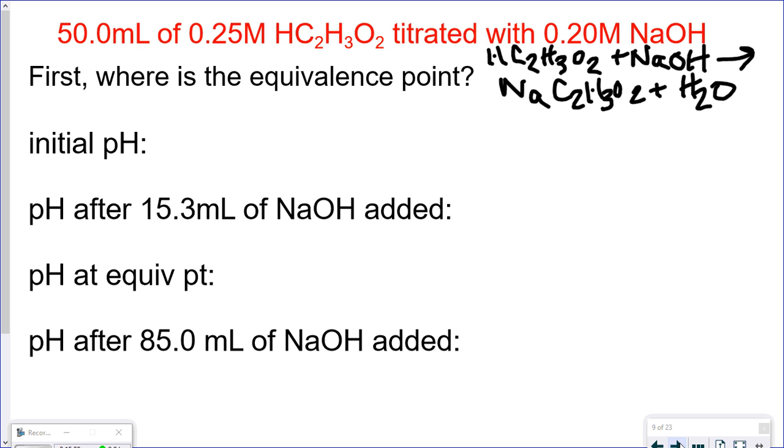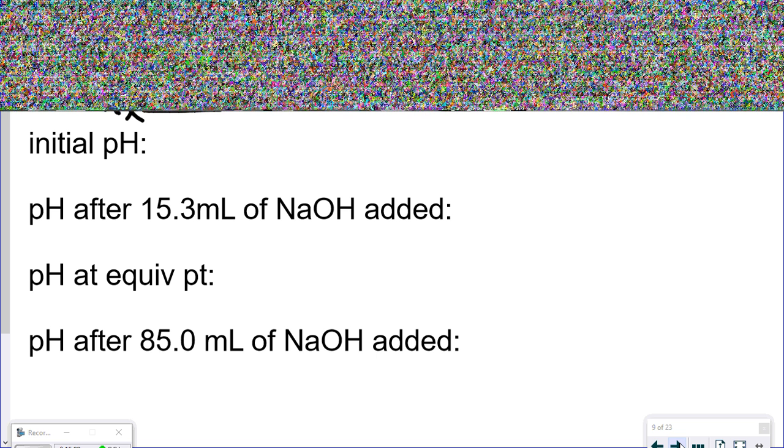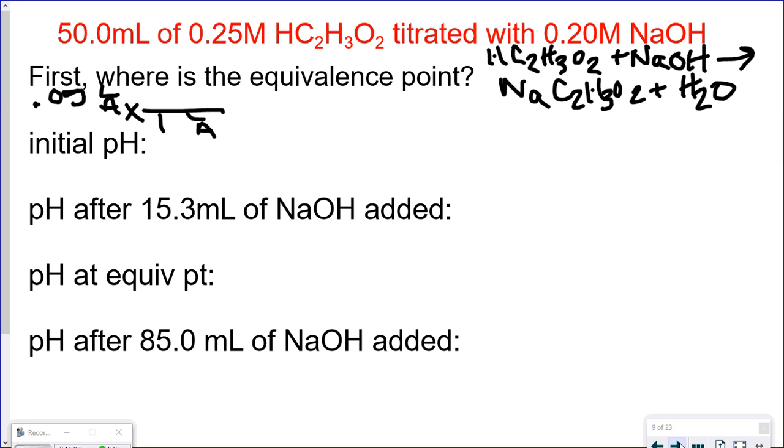So remember, stoichiometry, we are going to start with liters of our known solution, which is the acetic acid. So we're going to start with 0.05 liters of acid. Change to moles using molarity. So we have 1 liter of acid is going to be 0.25 moles of acid.